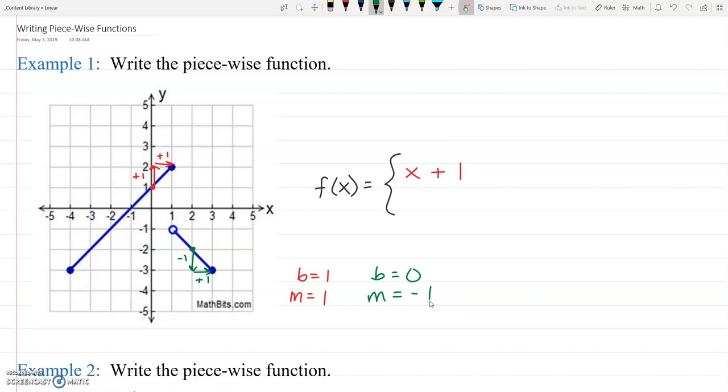Okay, so I'm ready to fill that in into my piecewise function. Y equals mx plus b. I already have my y equals out front. M is -1, x plus b. Plus 0, I don't have to write. It would not be wrong if you wrote it, but I'm not going to write it if I don't need it. All right, boundaries. I'm going to use commas to separate my functions from my boundaries.